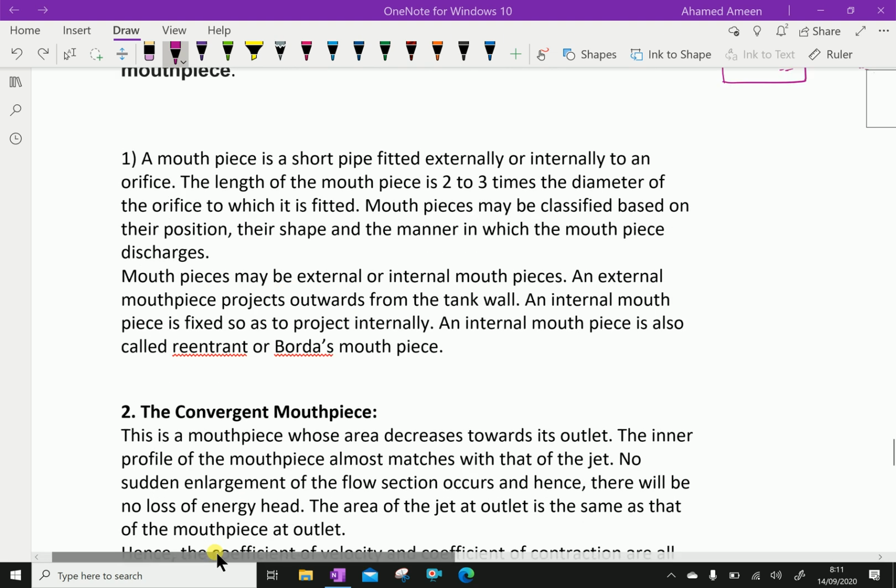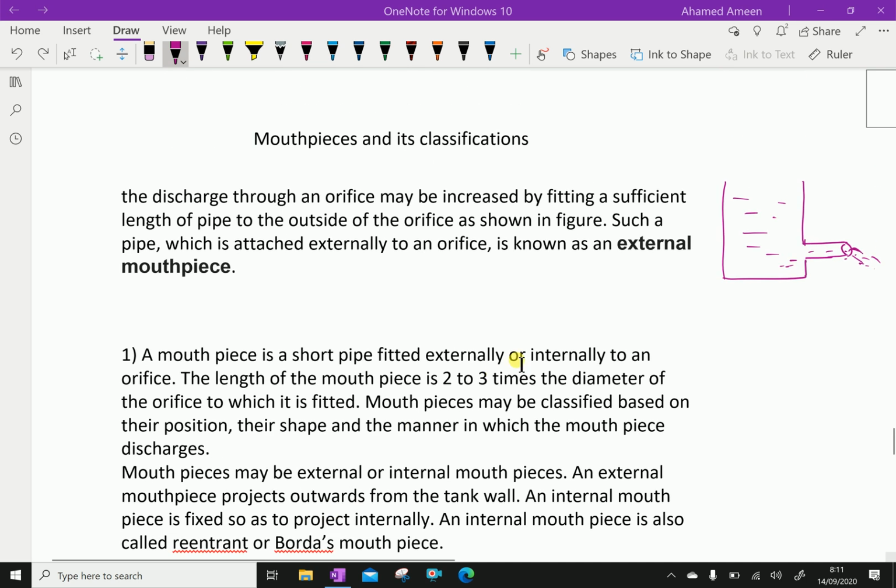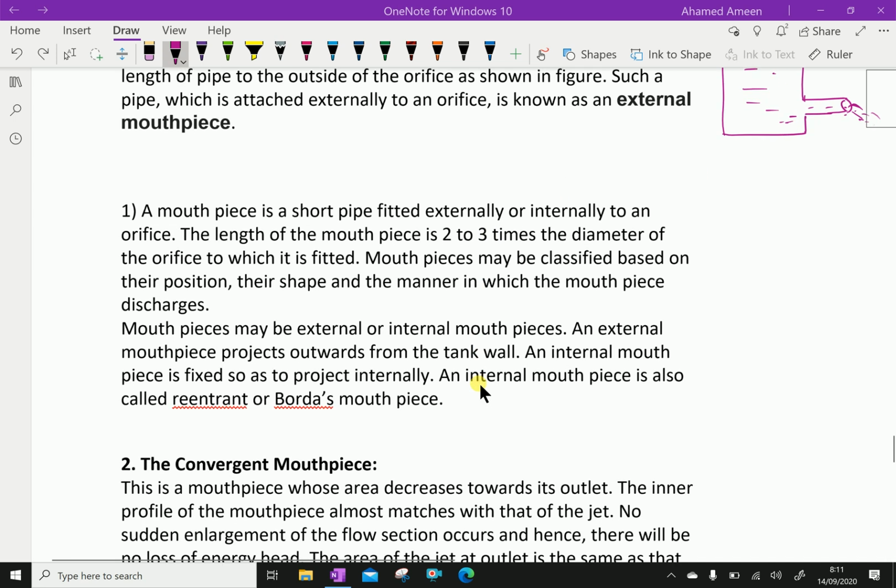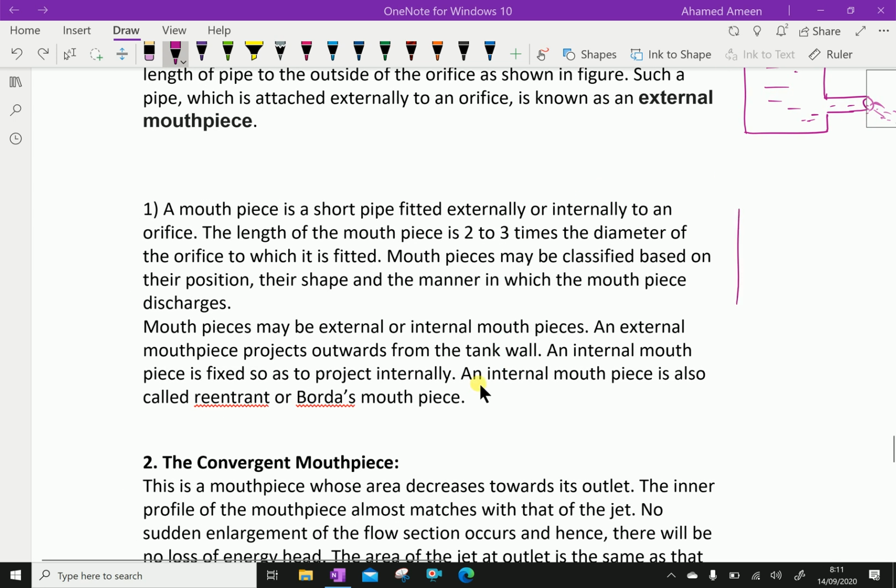Here, this is external. This is an external mouthpiece. Now internal mouthpiece, look at the figure. Here this is projected inward, that's called an internal mouthpiece.